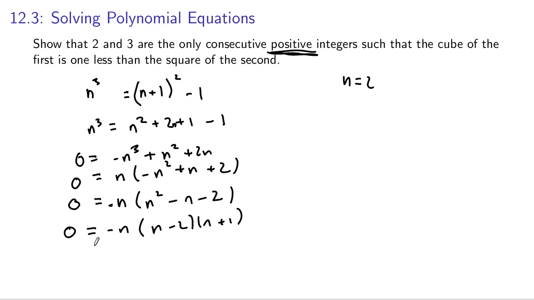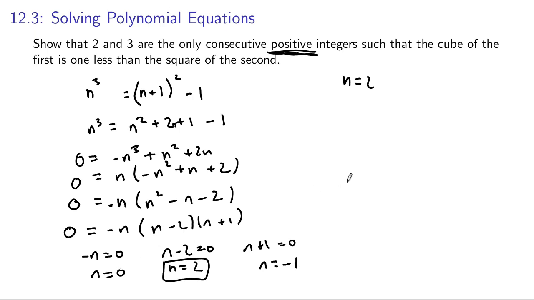So we can write three equations from the zero factor principle. Minus n is 0, n minus 2 is 0, n plus 1 is 0. Minus n is 0, so that would be n is 0, because 0 times negative 1 is still 0. n is 2, or n is minus 1. So there's three answers to the equation, but only one of them is positive, where 0 is not positive. So we've shown that the only positive integer solution is 2. So there are no other positive integers where this equation is true.